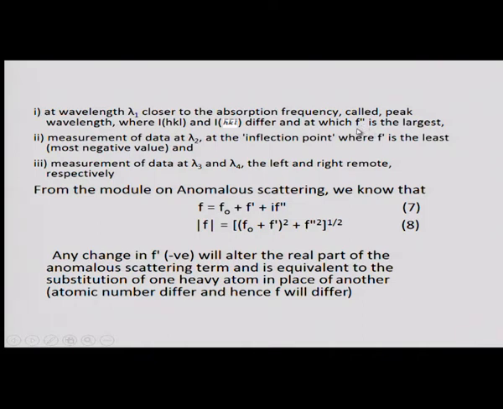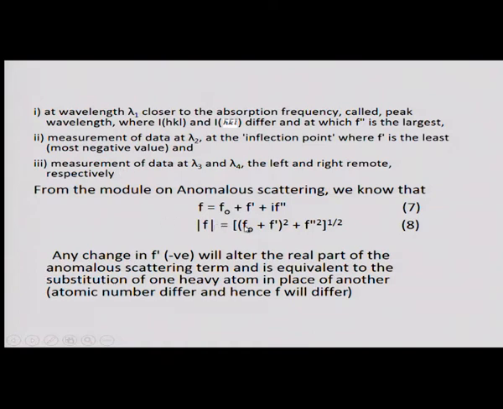Then you measure the data at another wavelength lambda 2, this is known as the inflection point, where f prime, the real part correction, has the maximum negative value. So, if you look at the graph, one f double prime curve will be going upper side, f prime curve will be going downward. Okay. Then 2 more wavelengths we can collect data, lambda 3, lambda 4, the left and right remote.